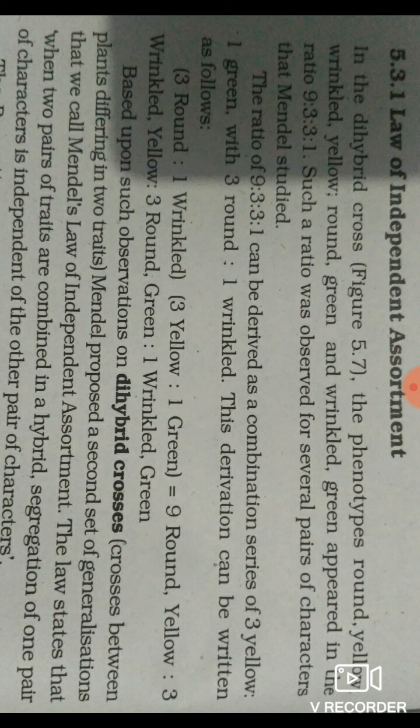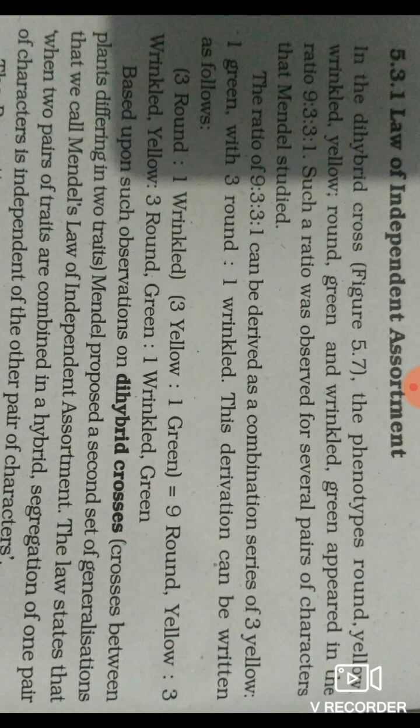According to the dihybrid cross, the phenotypes round yellow, wrinkled yellow, round green, and wrinkled green appeared in the ratio 9:3:3:1. Such a ratio was observed in several pairs of chromosomes in Mendel's study. The ratio 9:3:3:1 can be derived from the combination of the series of 3 yellow, 1 green with 3 round and 1 wrinkled.